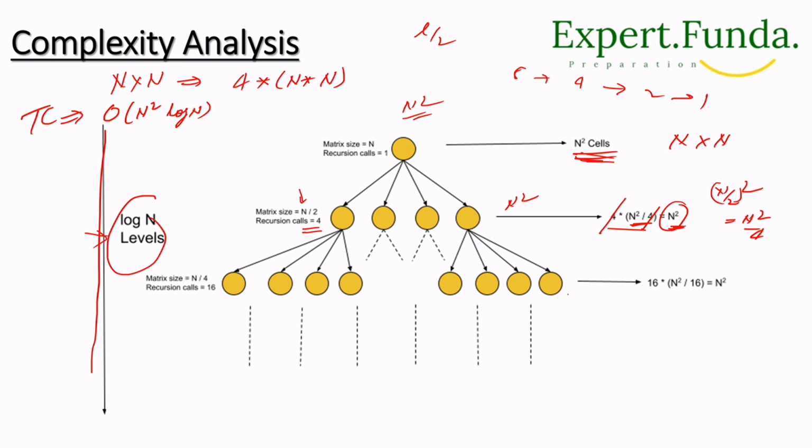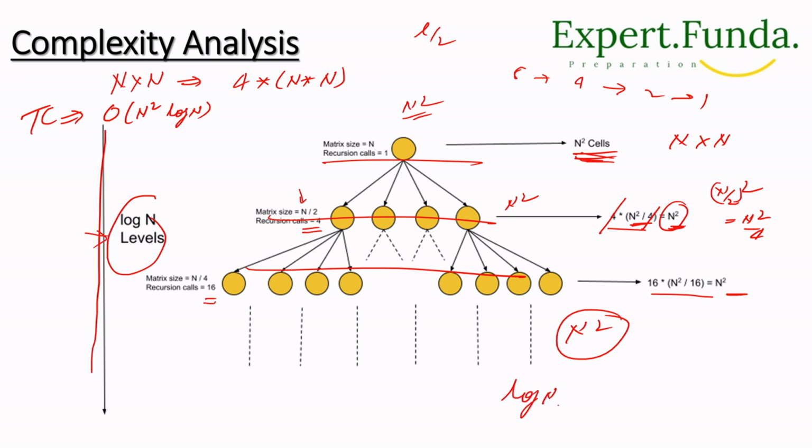Similarly, if we go to n by 4, there will be 16 calls, and if we do the same calculation, it again becomes n square. So for each level we have n square iterations, for each of the log n levels. The total iteration is n square per level, and with log n levels the representation becomes O of n square into log n. So this is the time complexity.